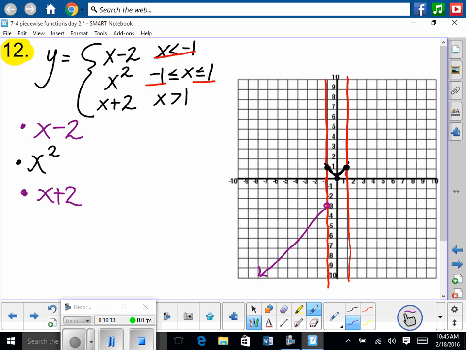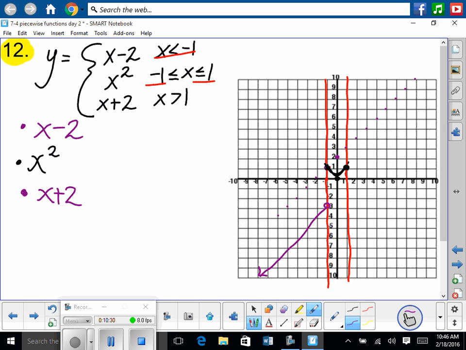x plus 2, that's just a line with a y-intercept of 2. I'm just going to do dots on this, so I don't have so much erasing to do. So we go up 1 over 1. That is a positive slope of 1, right? So up 1 over 1, and down 1 over 1.